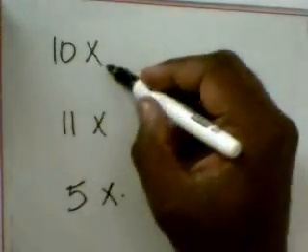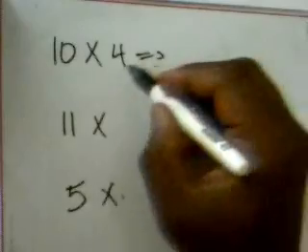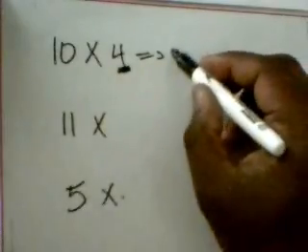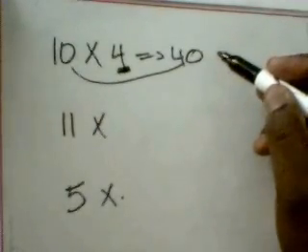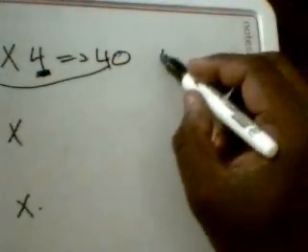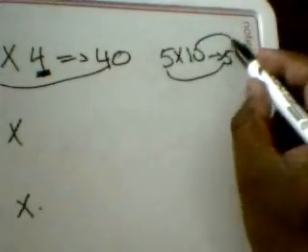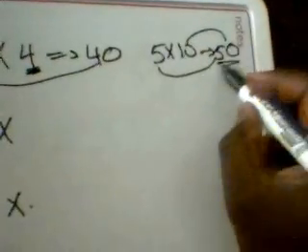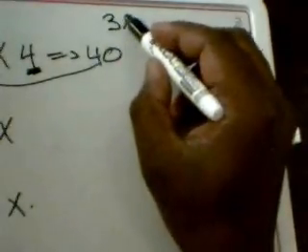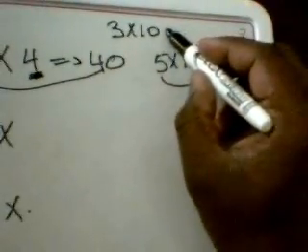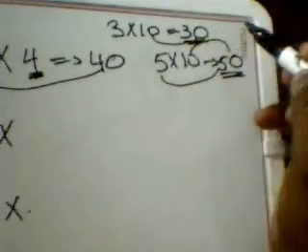To multiply a number by 10, let's say 10 times 4, you just take the number and you add 0 from 10. If it's 5 times 10, you just take 5, you add 0 from 10, it is 50. If it's 3 times 10, you just take 3 and you add 0, 30.